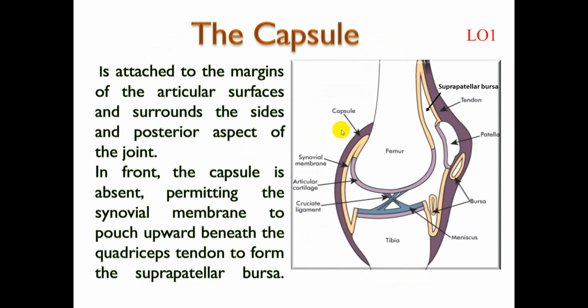Now we come to the capsule of the knee joint. The capsule is attached to the articular margin and it encloses the knee joint posteriorly and laterally, but the capsule is absent anteriorly, permitting the synovial membrane to pouch upward beneath the quadriceps tendon, forming what's called the suprapatellar bursa. So this is peculiar for the knee joint. The capsule does not encircle the joint fully; it is absent anteriorly.